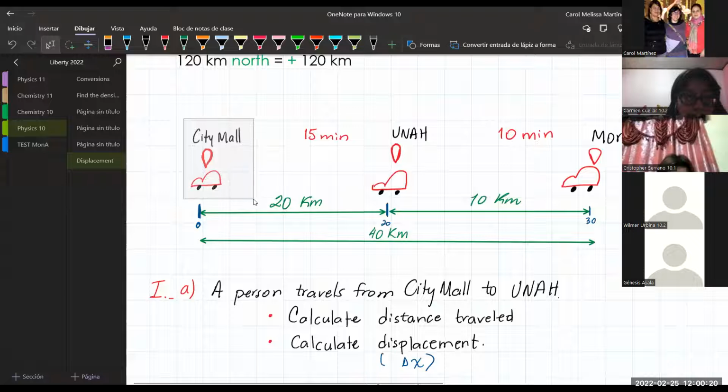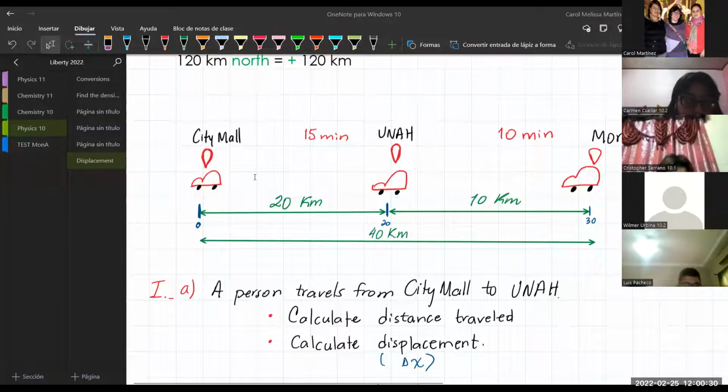So imagine that a person travels from City Mall to Una. There are some things that you can identify in this kind of sketch. For example, here I tell you the distance between City Mall and Una.